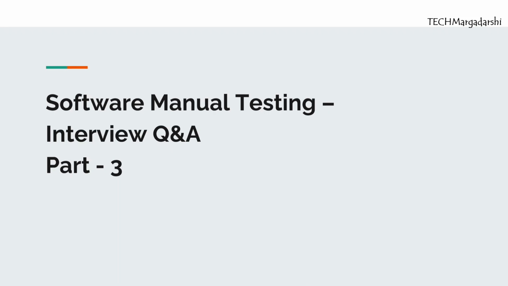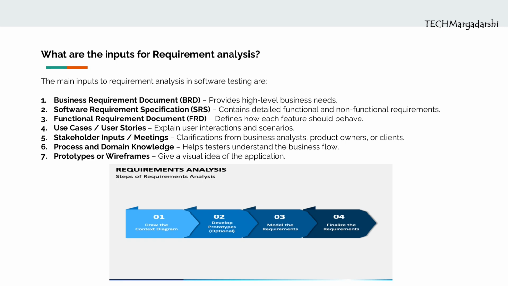Hi everyone, in the part 2 series, we covered a few more important questions on manual testing. From this session onwards, we are going to cover all the steps or phases of the software testing life cycle in detail. This will give you a complete understanding of the overall software testing process, starting from requirement analysis and going all the way up to test closure.